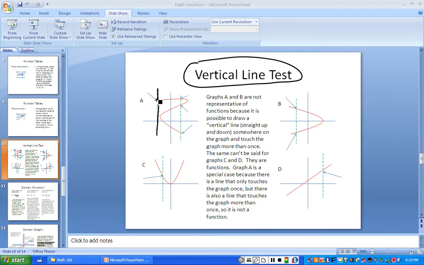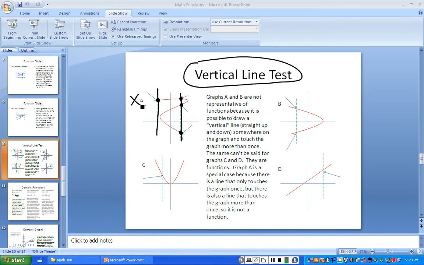Alright, so as long as I only touch it at one point, then it's good. But the vertical line test says that if I can draw a vertical line anywhere and touch the graph more than once, then it's not a function. So let's see. Well, what if I decided instead of over here, but over here to make a vertical line? If I make a vertical line over here, I'm touching the graph 1, 2, 3 times. And because there exists the possibility for me to draw a vertical line and touch the graph more than once, then that says it is not a function.